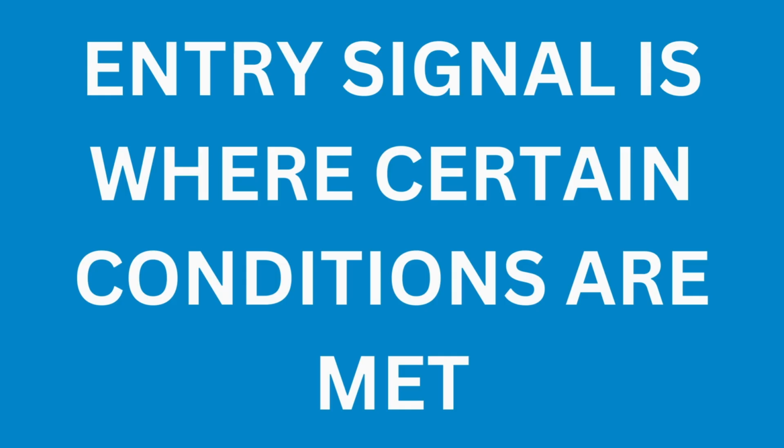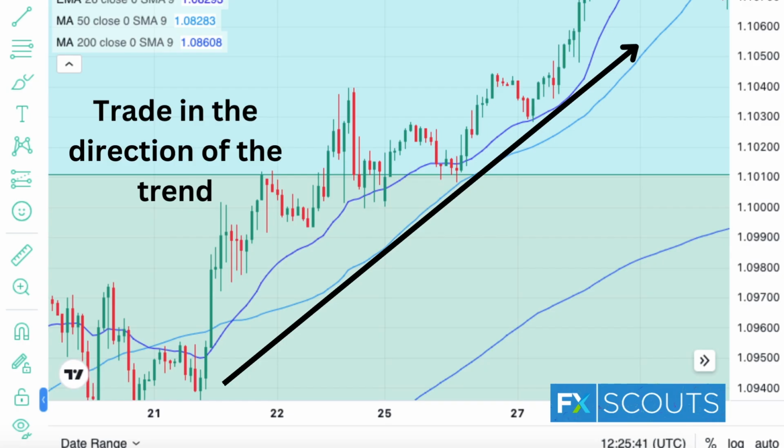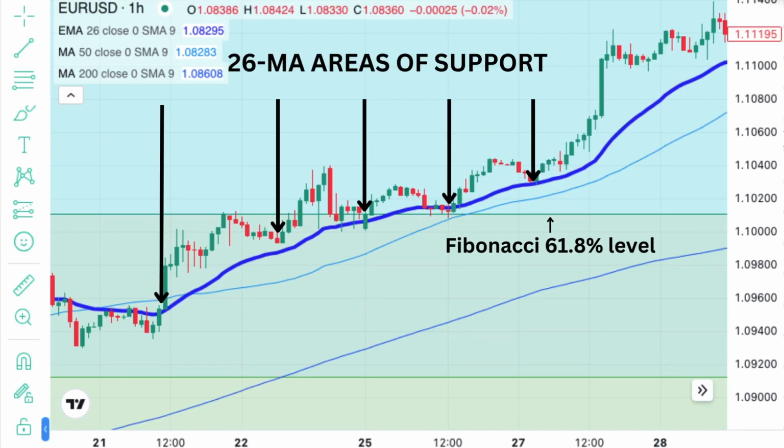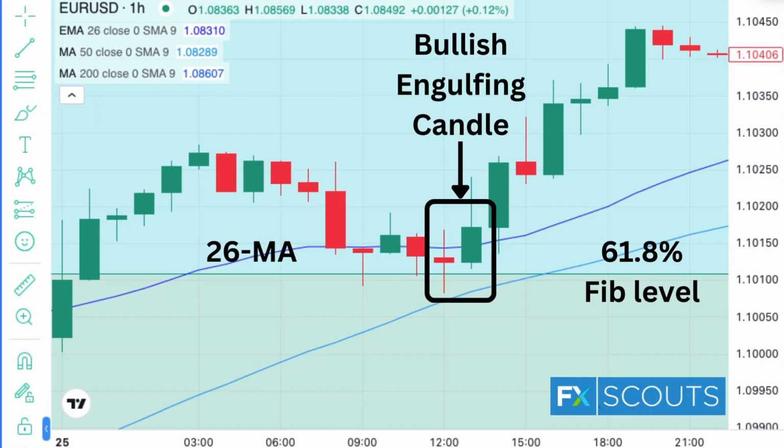If we look at our entry signal, it is always a pattern that gets you into the trade as long as certain conditions are met. And in this case, the conditions are that you are trading in the direction of the trend, which is very important, whether the trend is strong or weak. In our case, it's a strong uptrend. And then the area of support or resistance. In this case, the price keeps retracing towards the 26-day moving average, and it's also retracing towards the Fibonacci 61.8% level before continuing upwards.